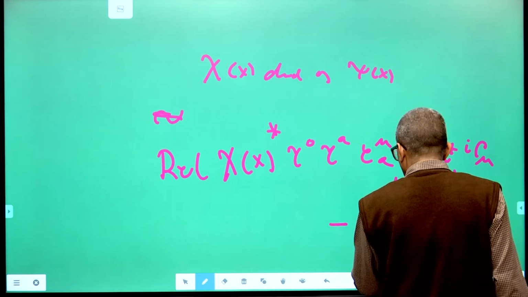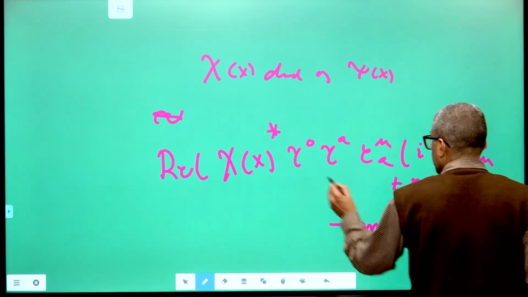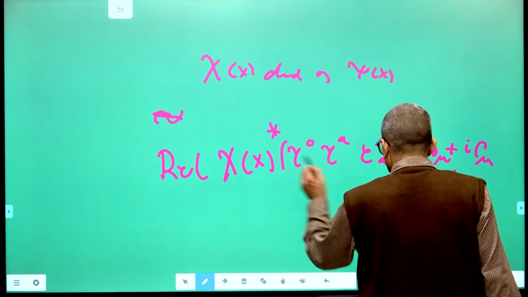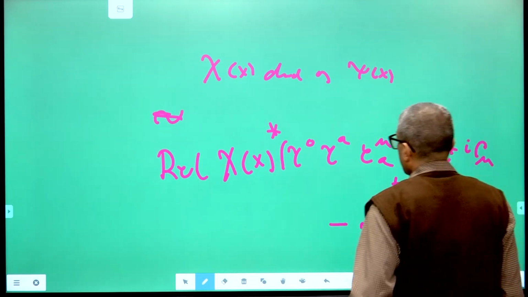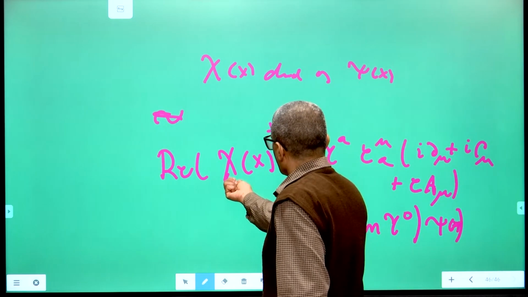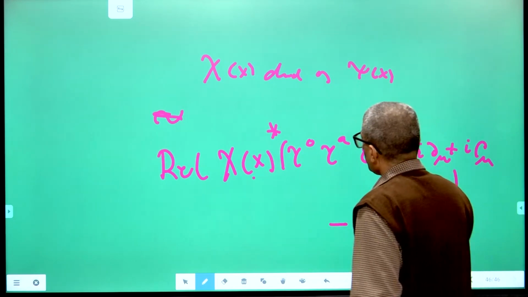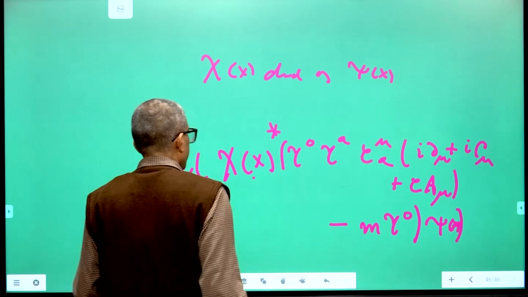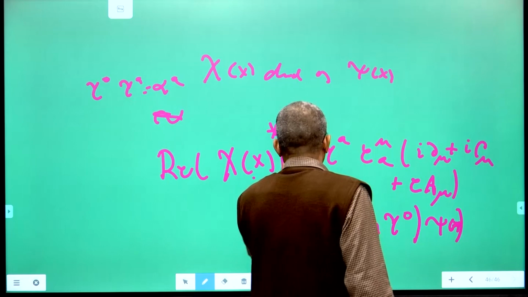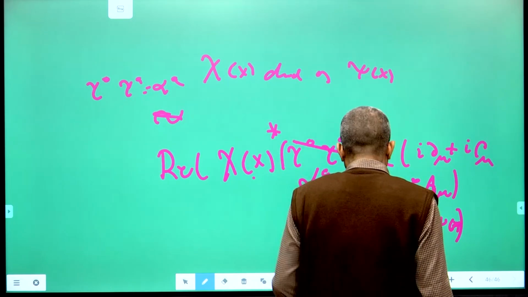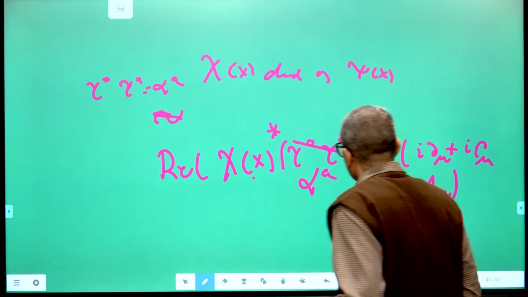I put minus m into gamma 0. I multiply by gamma 0 here and the whole thing acts on psi, right. I choose this as the Lagrangian. So the variational derivative of this with respect to chi will give you the Dirac equation. The variational derivative of this with respect to psi will give you a dual equation for chi star. And if I call gamma 0 gamma A the Dirac alpha matrices alpha A, I can replace this by alpha A here, and in place of gamma 0 I use beta, so that you put it in a standard notation.